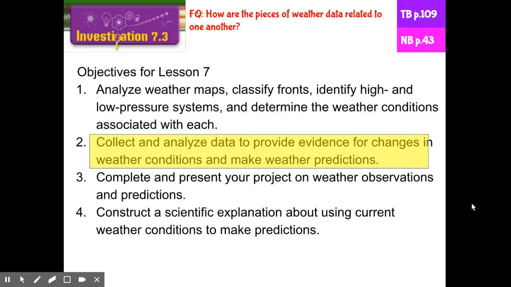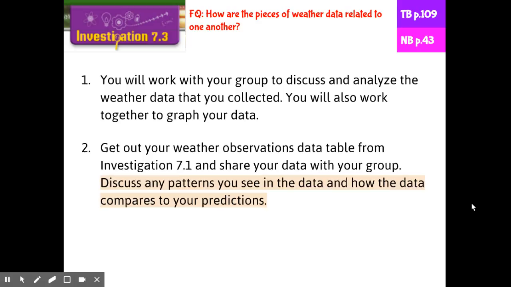Today's objective for 7.3 is to collect and analyze data to provide evidence for changes in weather conditions and make weather predictions. So 7.3, you're going to look and analyze all the data that you've collected. In 7-1, you should have created a giant data table, and that data table is going to be put into graphs. You're going to discuss any patterns that you see in the data and how the data compares with your predictions. So you're going to be sharing your data with your groups and then looking at the data, making some predictions.